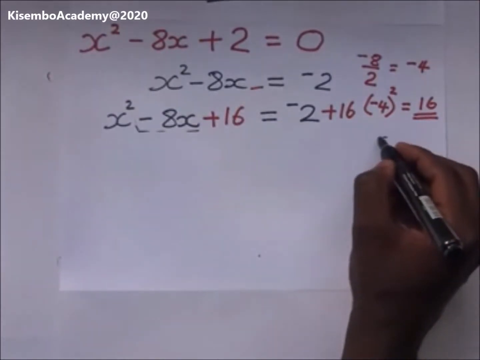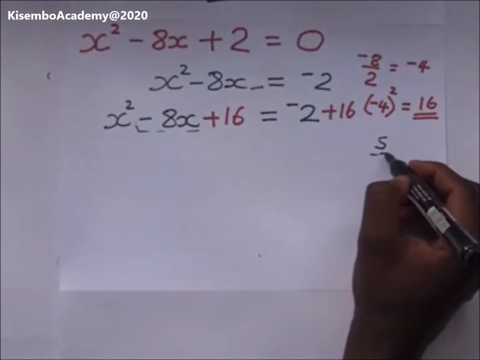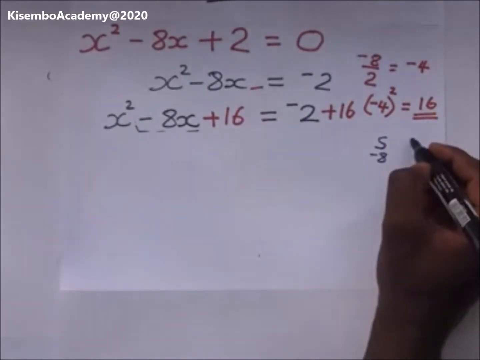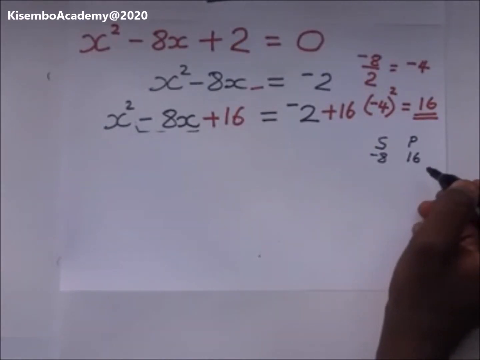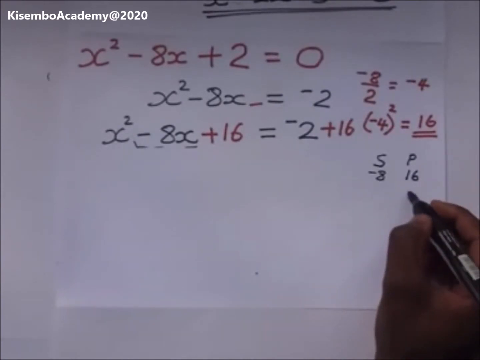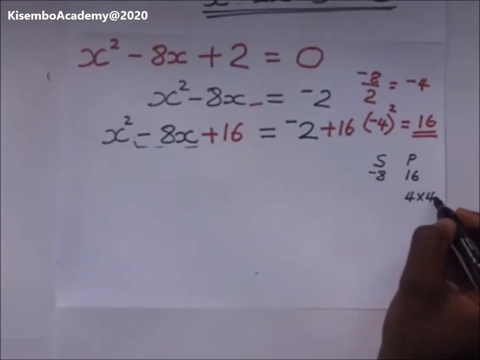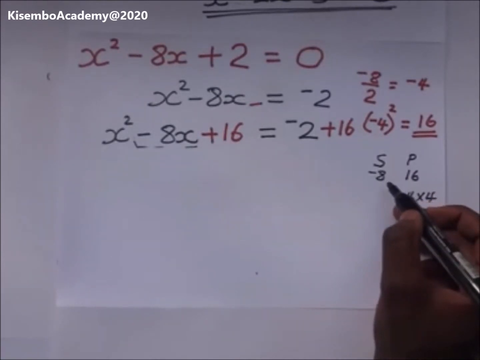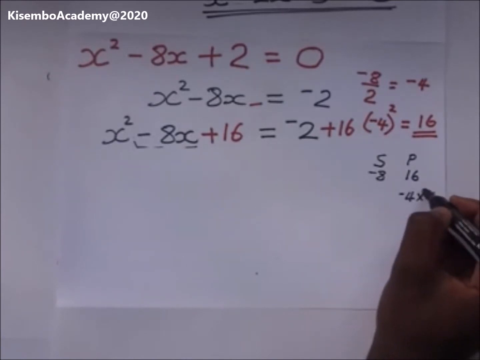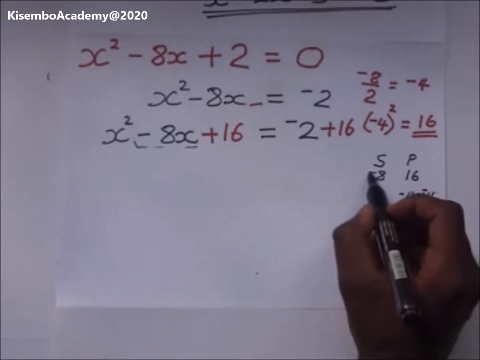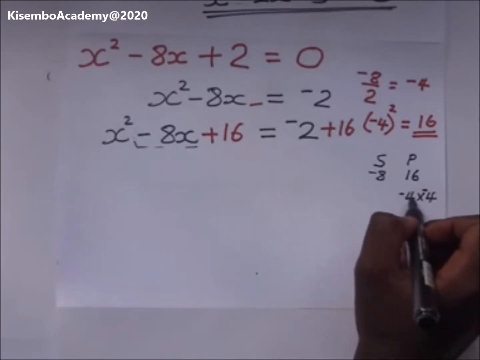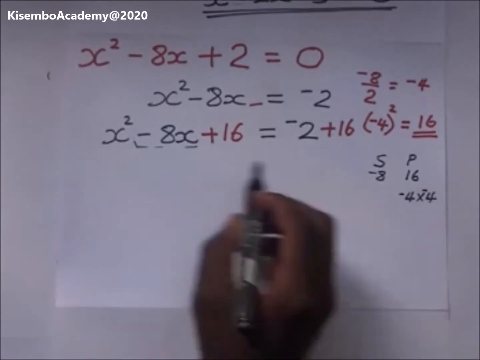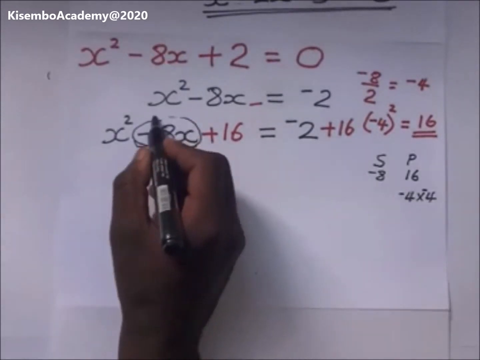The two numbers should give us a sum of negative 8, and a product of 16. In identifying those two numbers, you realize they are 4 and 4, because 4 times 4 gives us 16, but if we add 4 plus 4, will it give us negative 8? No. So if we make this a negative and that a negative, negative 4 plus negative 4 gives us negative 8. Negative 4 times negative 4 gives us positive 16. So the numbers here are negative 4 and negative 4, and they are the ones that are going to replace that middle term.